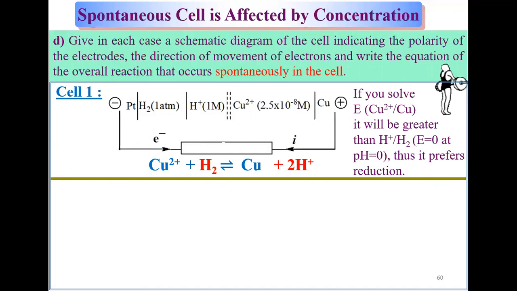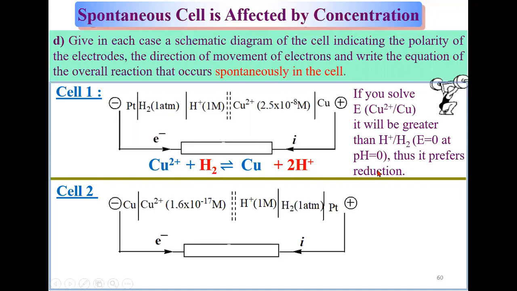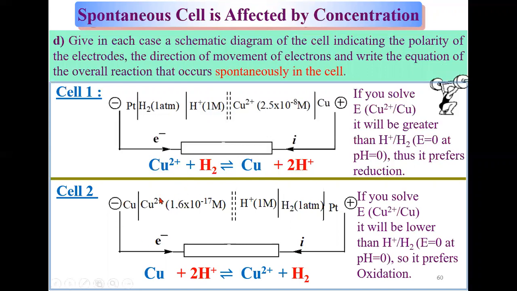However, the overall reaction will be the copper, sorry, is getting reduced while the hydrogen is oxidized. Now, in the other case, when the concentration of copper was decreased greatly to 10 to the minus 17, the cell was not spontaneous as written up here. And so what we have to do is reverse the direction, so that the copper becomes oxidized, and thus goes on the left-hand side, and let the hydrogen be reduced, and therefore it will go on the right-hand side.